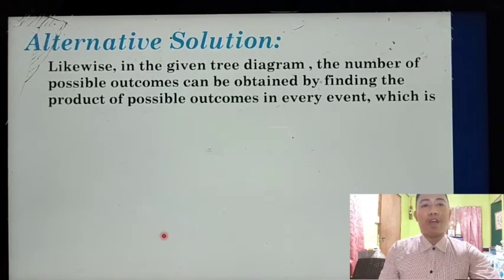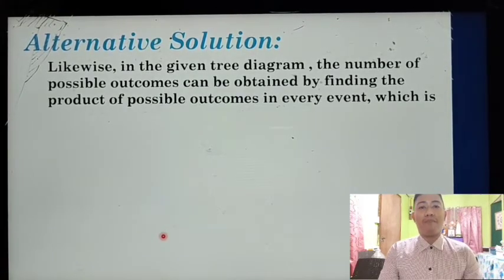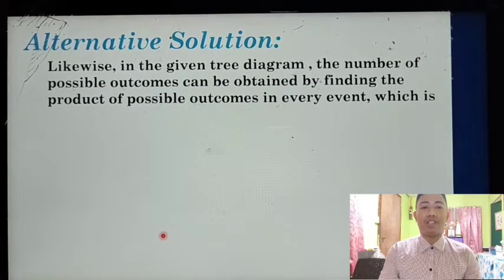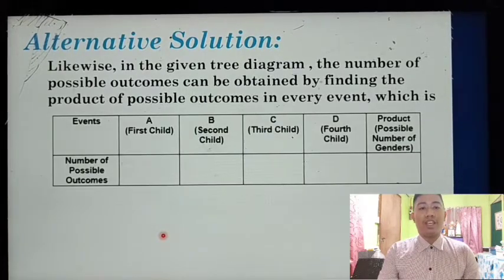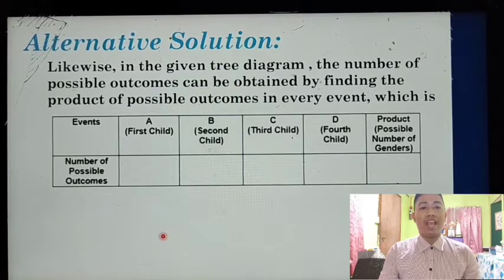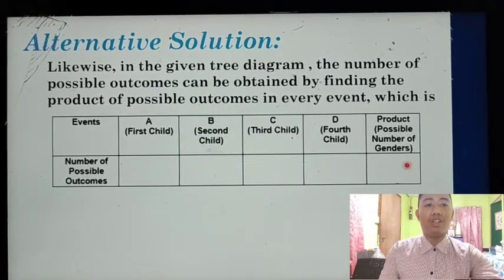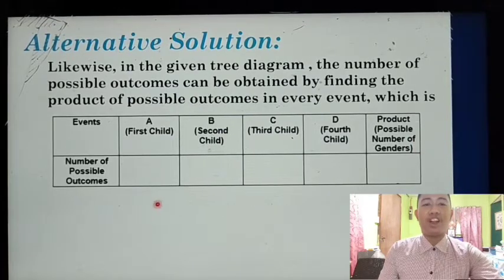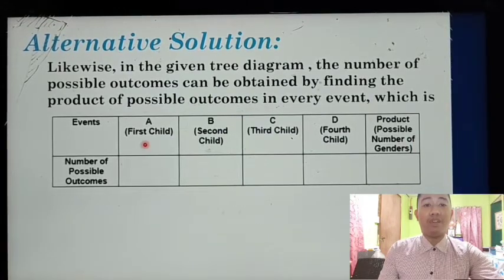So, likewise, in a given tree diagram, the number of possible outcomes can be obtained by finding the product of possible outcomes in every event. So, in this alternative solution, we are using tables to determine the number of possible choices in every event. And of course, we put the last column, which is the possible number of genders in all. So let us start with event letter A, which is the first child.